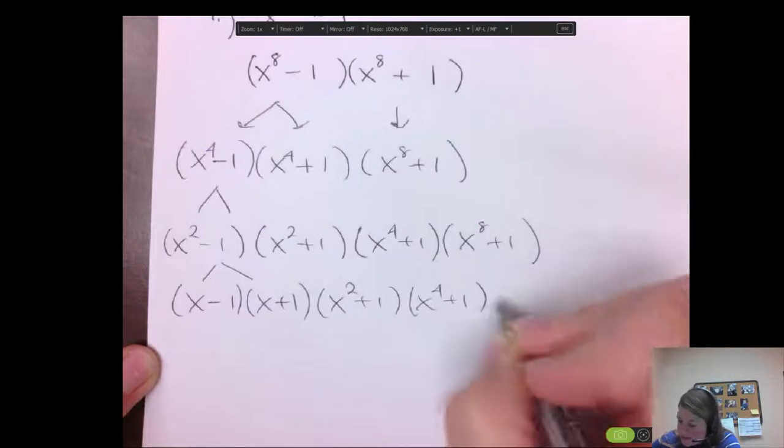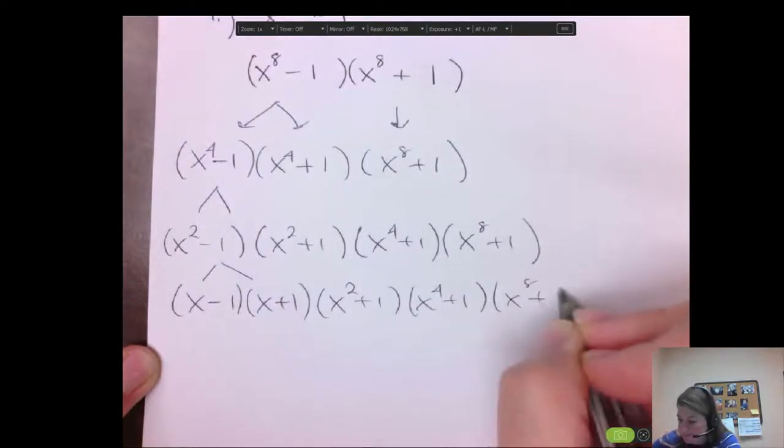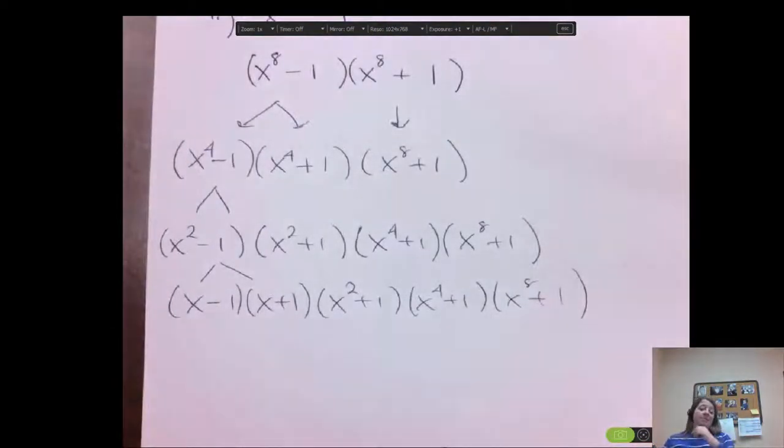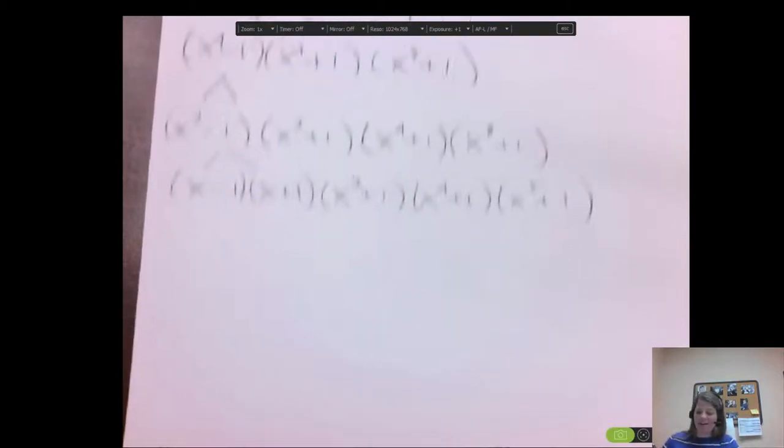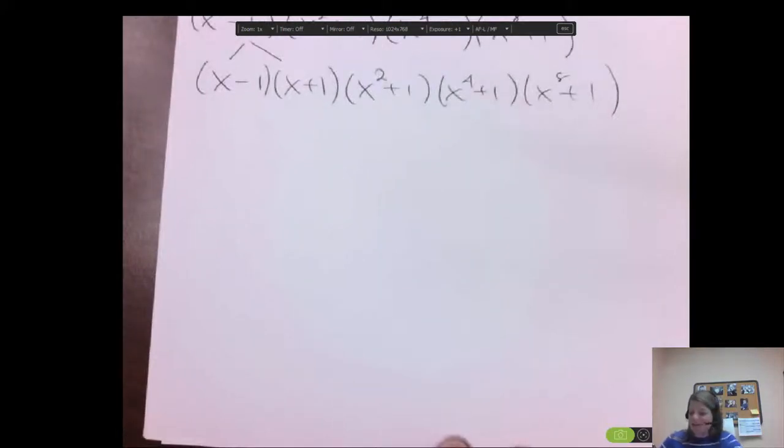Holy moly. So sometimes you can keep going. Hopefully not that many, but this was straight from one of my textbooks. I was like, wow, that's a lot of factors. So you end up with 1, 2, 3, 4, 5 factors. Ugly. Okay, let's look at one that's even uglier. And this is my last example.